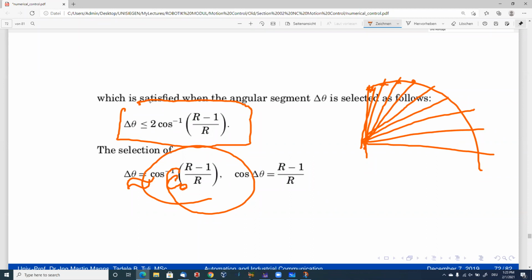So you will have point 1, 2, 3, 4, 5, 6, 7, 8. If this delta theta is very small, approaching 0, then this length and this length are more or less equal. If you have a radius and this delta theta approaches 0, then this delta S also approaches 0. That means this and this are going to overlap. So it is a good quality motion. So it's really important to have this relationship.